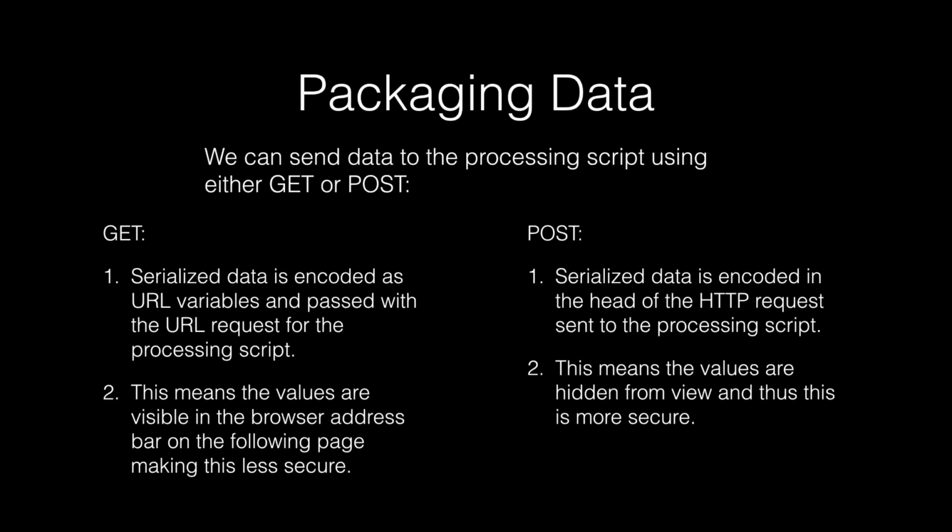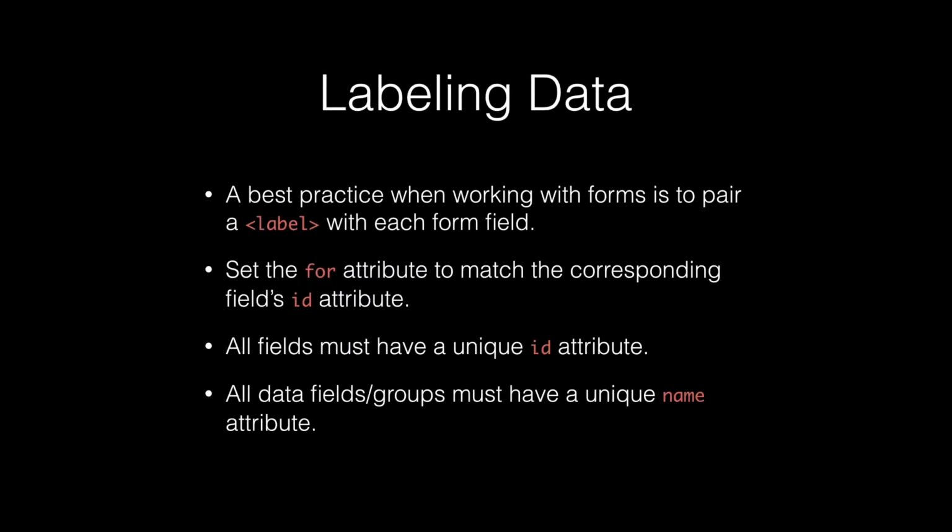This is where serialized data is encoded in the head of the HTTP request that is sent to the processing script. In other words, it's not put into that URL itself. It's sent in a more technical component of the request, something called the head of the request, and therefore it's not visible to you as the user, in a front-end way, like URL variables would be. So this means the variables are hidden from view and thus more secure. All right, so bottom line, post is what we're typically going to set this to, but I wanted to expose you to the idea that get can also be used.